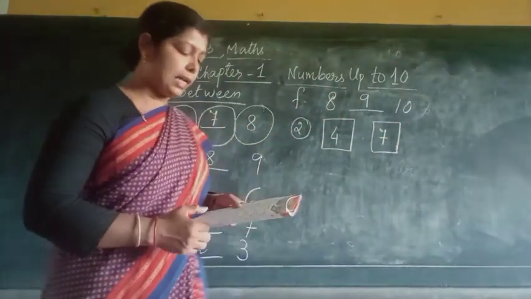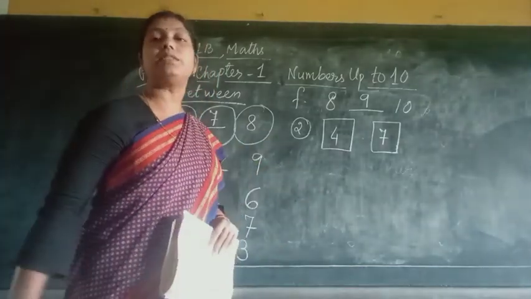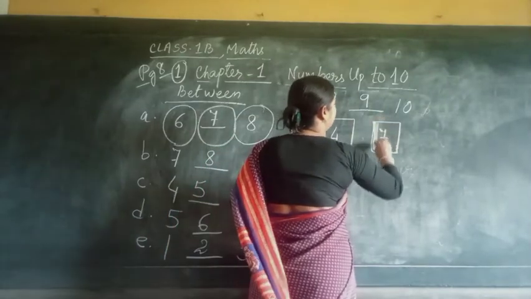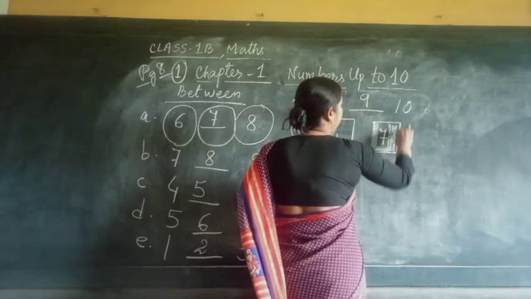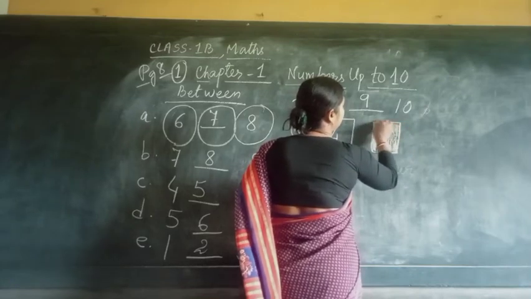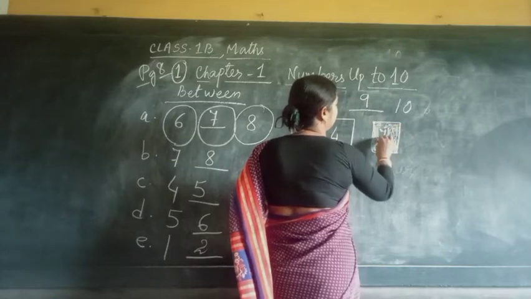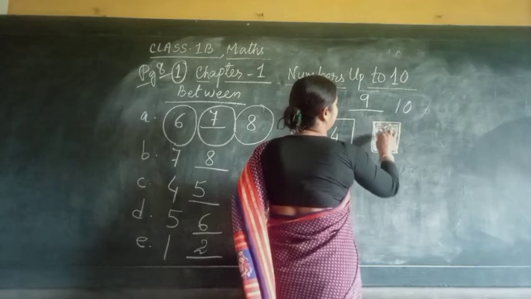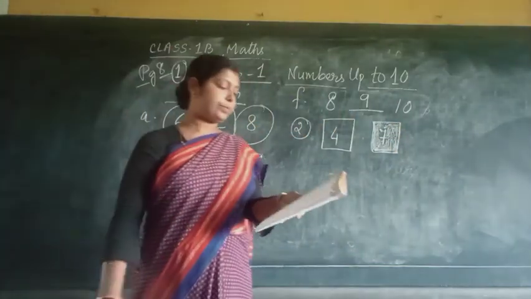Now you see here, color the square with the greater number green. So which one is the greater number? 7 is the greater number. You color that with green, okay? With crayons or pencil colors, please color it with green. Use green color because it is mentioned there. In this way you can do it.